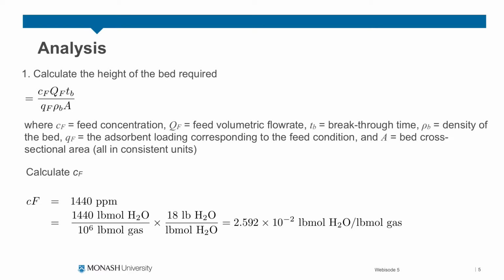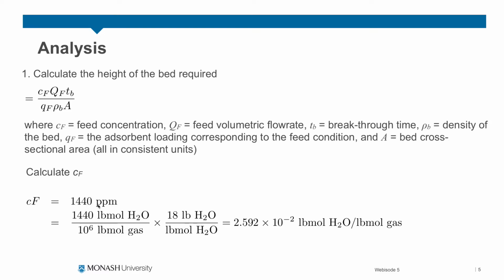So remember, this is not the total height, but just the height of the bed, and we use this equation to do that. The terms here are the feed concentration, the feed flow rate, a volumetric flow rate, the breakthrough time, the adsorbent loading capacity of that feed, the bulk density of the bed, and the cross-sectional area of the bed. And it doesn't really matter what units we use for each of these terms, as long as they're all consistent. The first step is to calculate the feed concentration.